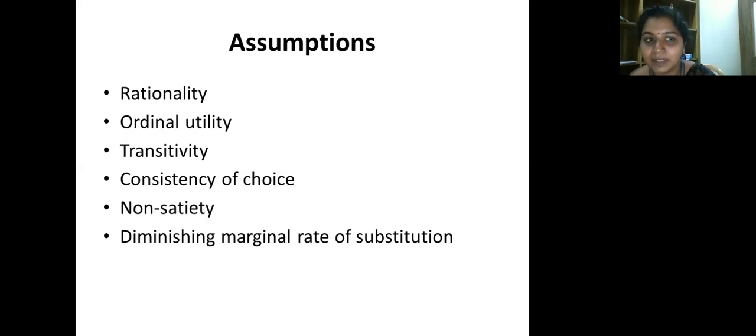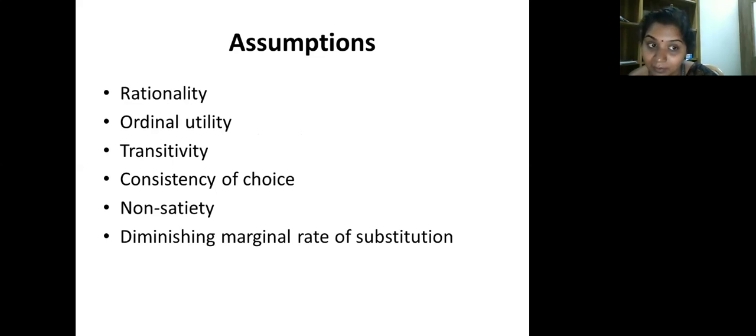So indifference curve analysis is based on these assumptions. But in this, from where you will get questions, rationality, I'm not going to explain. We know what rationality is. Ordinal utility also, he cannot measure it, he can rank it. So there is a scale of preference. First importance is given to this combination, second preference is given to the second combination. Like that he can rank. So that is the second assumption.